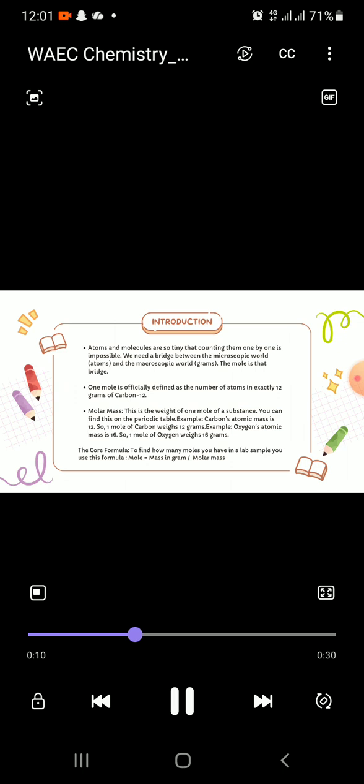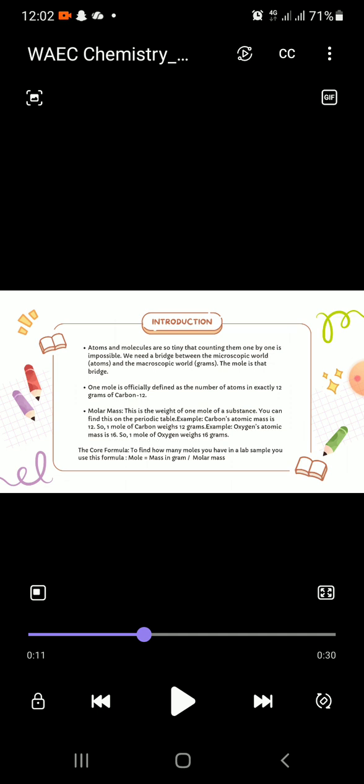Yes, and where do we get the mole? Atoms and molecules are so tiny that counting them one by one is impossible. So we need a bridge between the microscopic world of atoms and the macroscopic world of grams. So the mole is that bridge. One mole is officially defined as the number of atoms in exactly 12 grams of carbon-12.